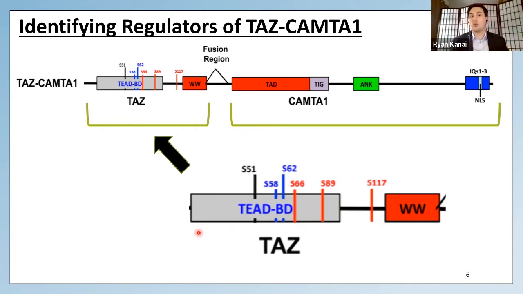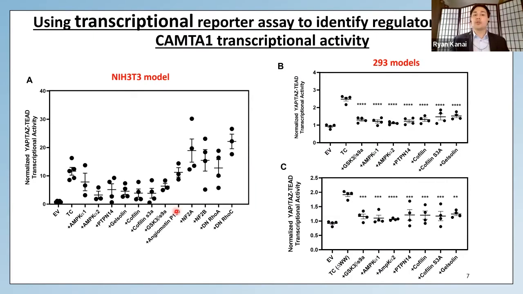So now that we had systems to assay TAZ-CAMTA1's transcriptional activity and tumorigenic functions, we wanted to work towards identifying regulators of TAZ-CAMTA1. And given that our lab is a YAP-TAZ lab, we were drawn towards the TAZ portion of the fusion protein, given that it has two very important domains, as well as a variety of regulatory residues that are conserved in TAZ-CAMTA1 that might subject TAZ-CAMTA to regulatory pathways that normally act on TAZ. So with that in mind, we went through the literature and identified pathways that are known to regulate TAZ through that portion of the protein.